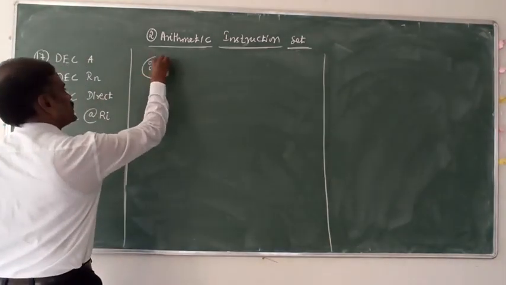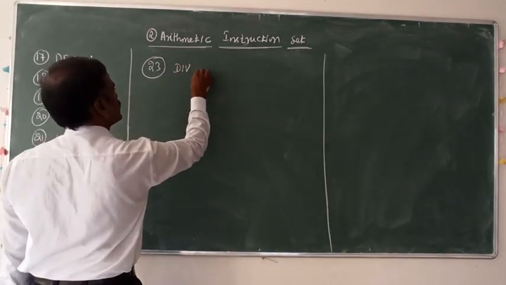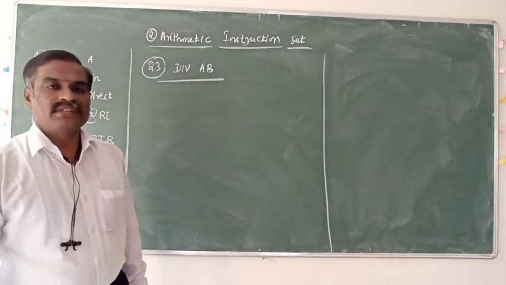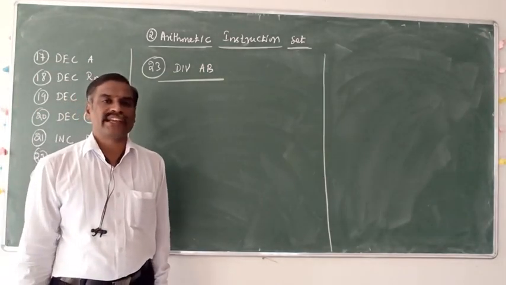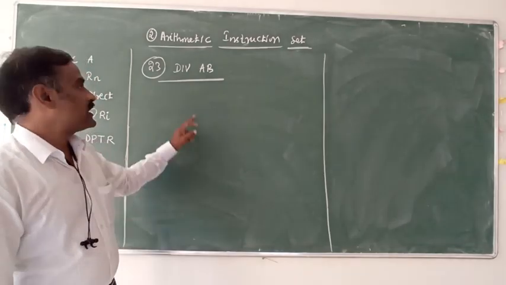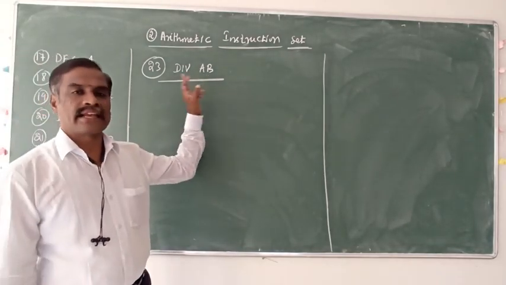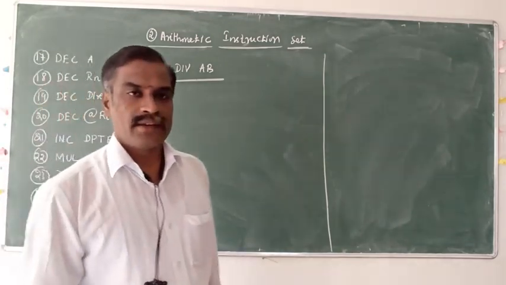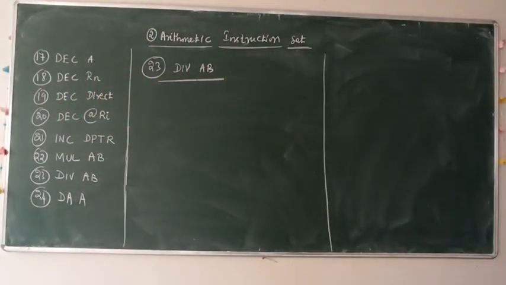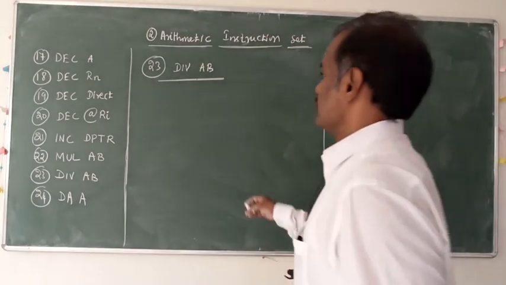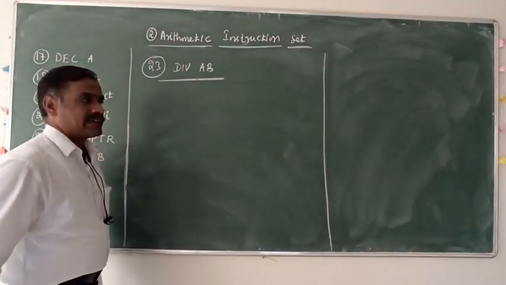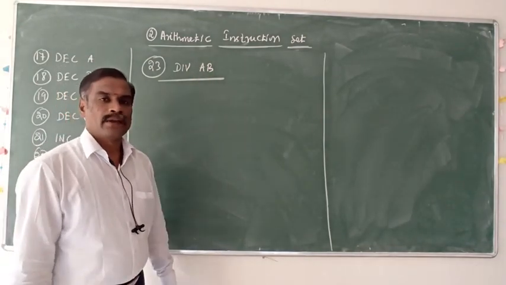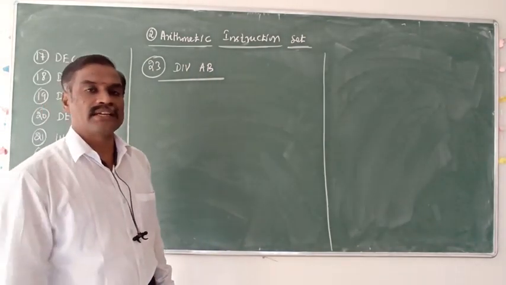Third instruction, DIV AB. DIV AB means division of two 8-bit data. Data 1 in the accumulator, the second data will always be in the B register. Okay. Division of two 8-bit data. Data 1 in A register, the second data will always be in the B register, not some other register.